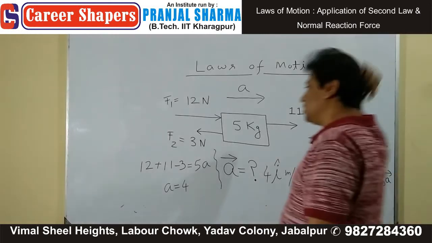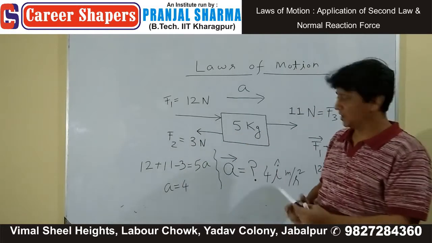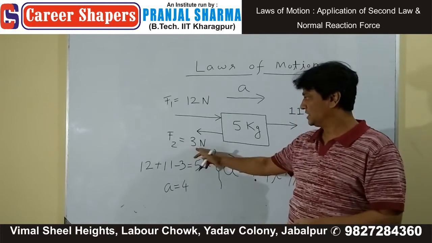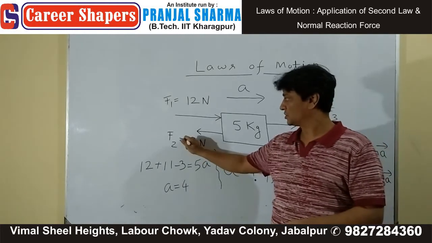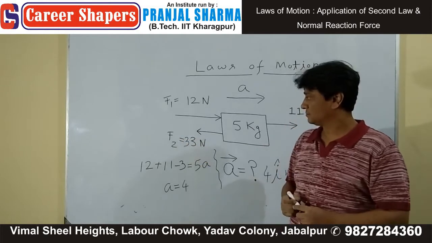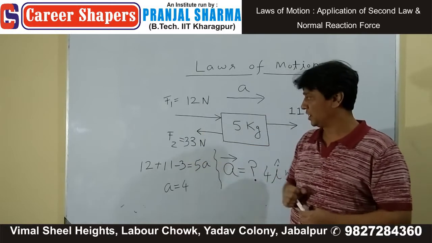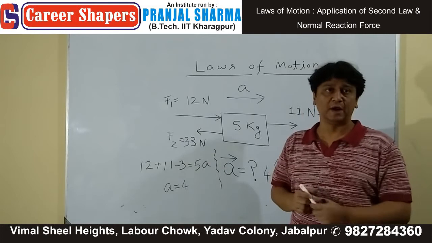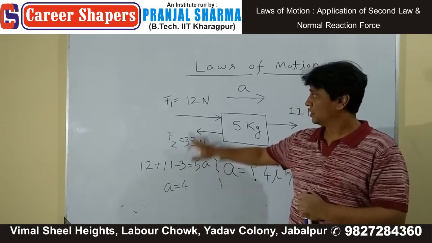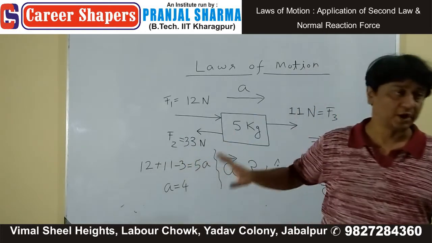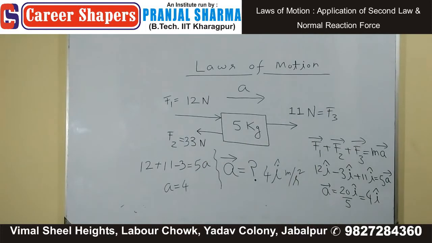Now, you will draw a separate figure and then you will answer things in the comment box. If I say that instead of 3, this is 33. In a separate figure, keep everything same, make it what? 33. Then find out magnitude and direction of acceleration. Everything is same. We have only changed the magnitude of F2, which is 33. Find the magnitude and direction of acceleration.